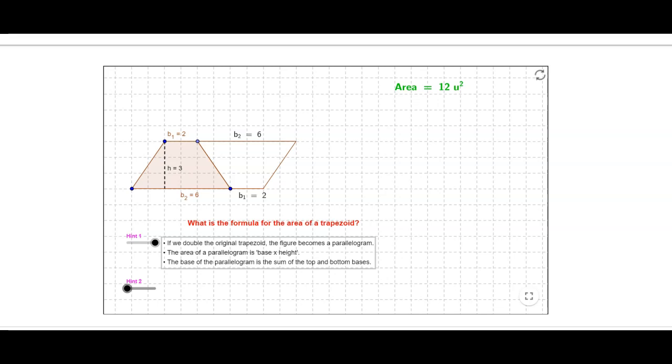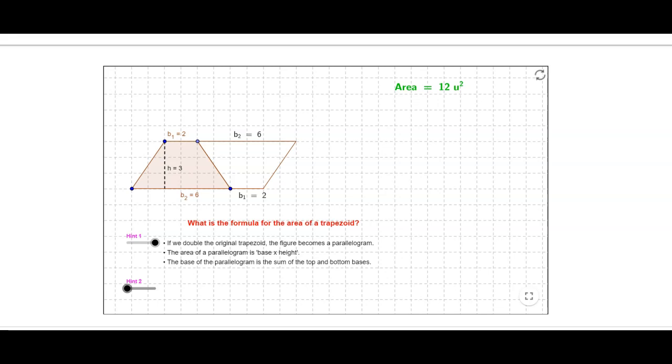And notice that because this base got moved up here, the length of this side is now 8, and the length of this side down here is also 8, and these sides right here are now parallel. So the area of this parallelogram would be 8 times 3, but then notice you've got two trapezoids. We only want to know the area of one trapezoid. We multiply the area of the parallelogram by 1/2, and you get the area of the trapezoid.